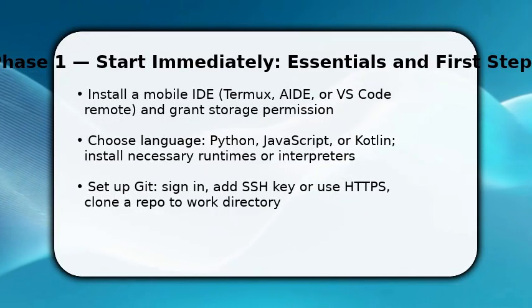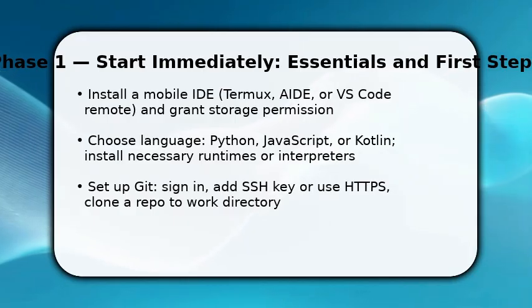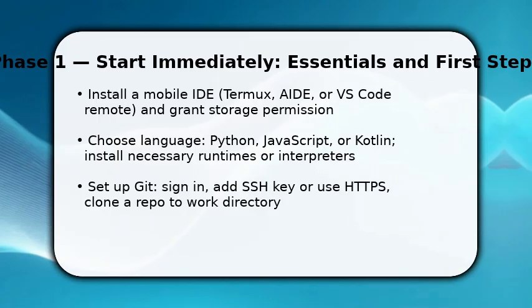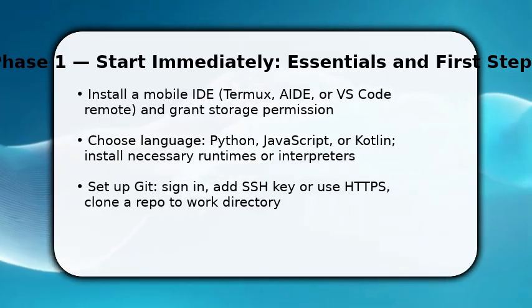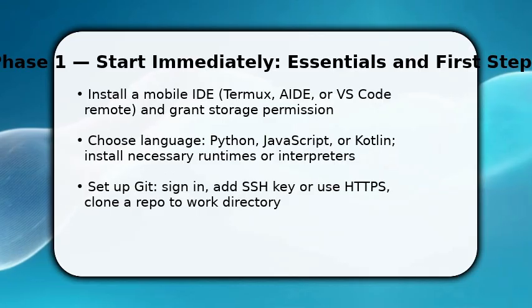You begin by getting the right tools on your phone, not fiddling with settings forever. Install a lightweight IDE and the language runtime so you can run code locally. Once done, clone your repository or create a new project folder. Make sure to add an SSH key or use HTTPS authentication for Git.